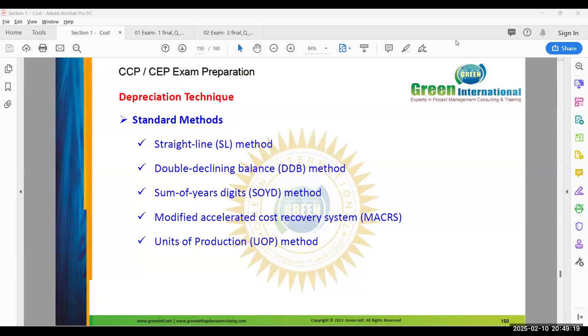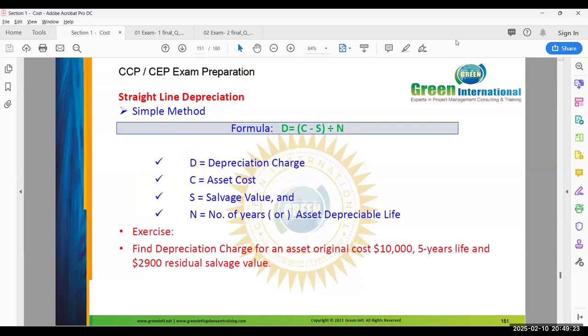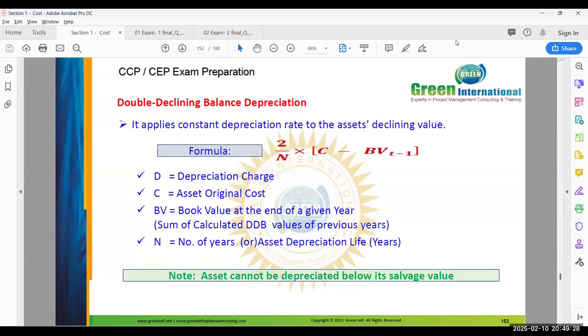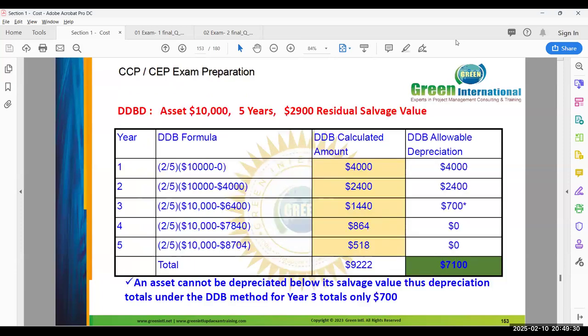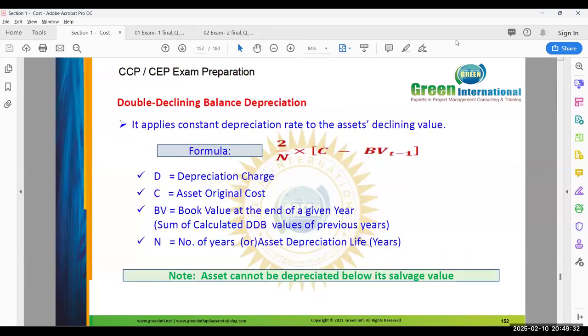The double declining method is a different formula, and the sum of years method is there. All these different formulas are there, so every year, based on that, the depreciation amount will be different. So this formula you need to memorize: 2 by n times the book value of the last year.